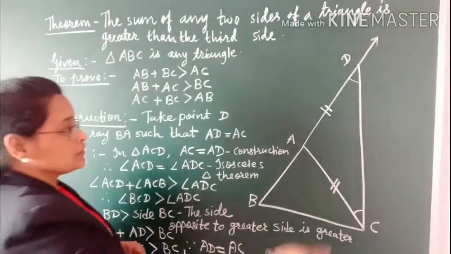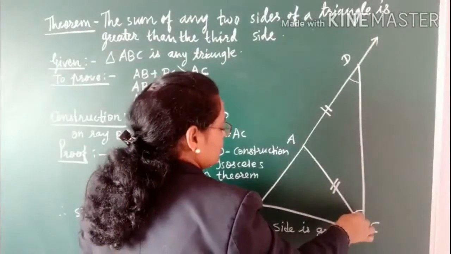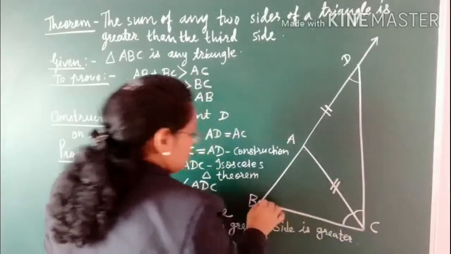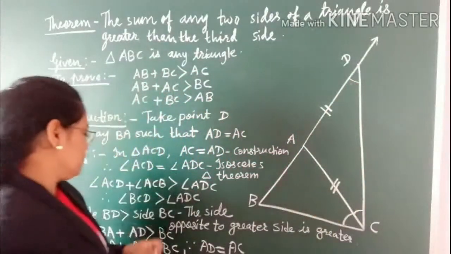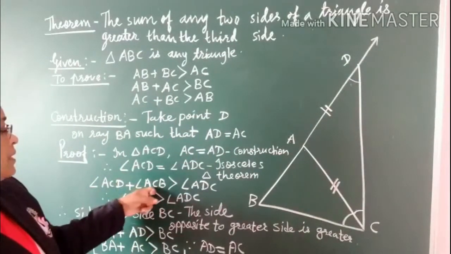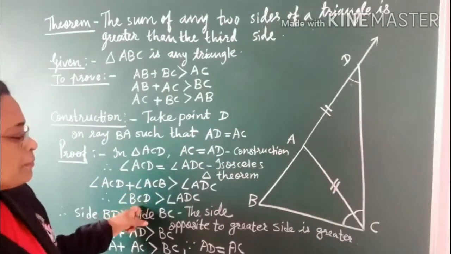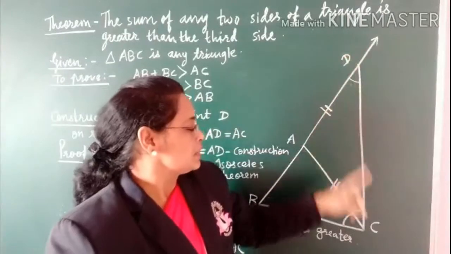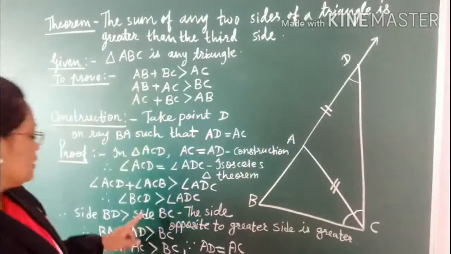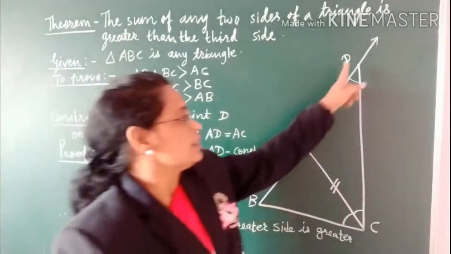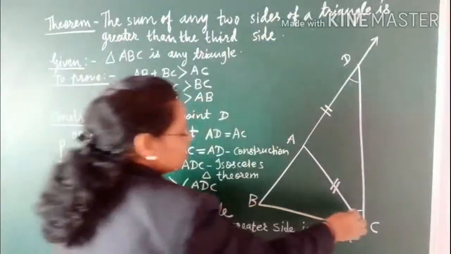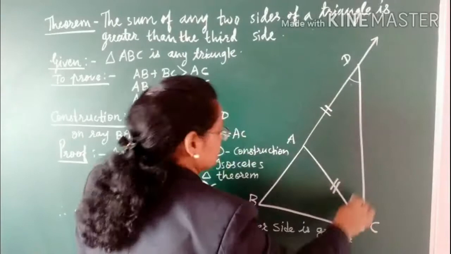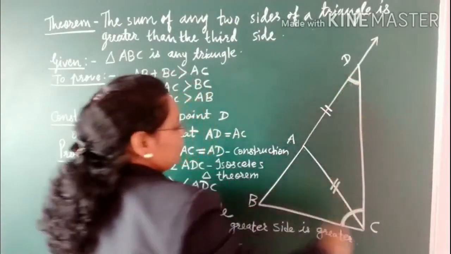Now to this angle ACD, if we add one more angle, that is angle ACB, then this angle will become greater and the angle D will be small. So here ACD plus ACB, if we add, we'll get angle BCD. That angle is greater than angle ADC. Okay, now here this angle BCD is greater, and angle D is smaller.